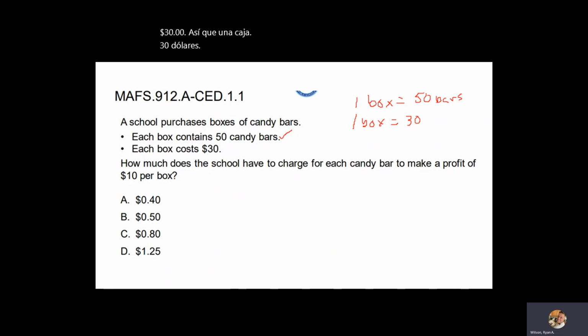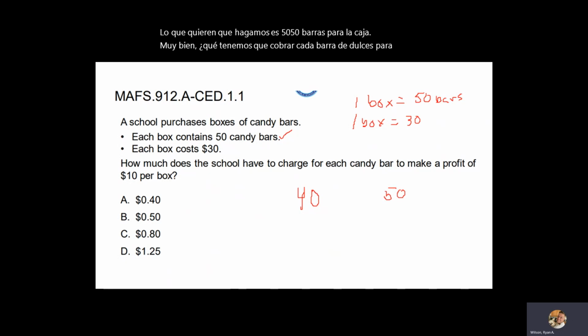Okay, so how much does the school have to charge for each candy bar to make a profit of $10 per box? Okay, so the boxes cost how much? How much do they want to make per box? So if we added that to the amount that we get charged, we would have $40 per box, because then we would be making $10 per box. So how much does the school have to charge for each candy bar to profit? What they want us to do is, so 50 bars per box. So what do we have to charge each candy bar to make $10?